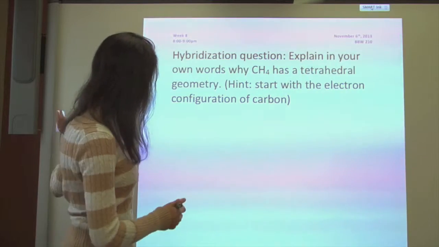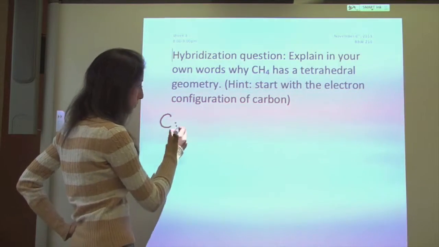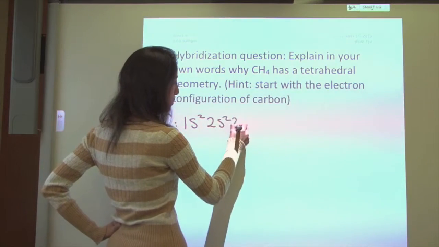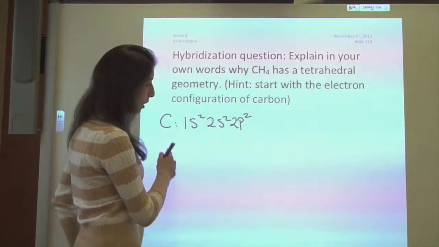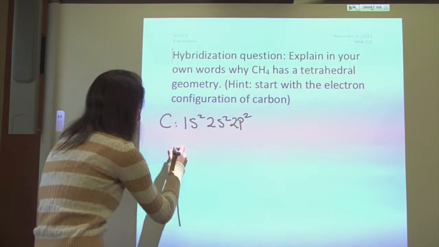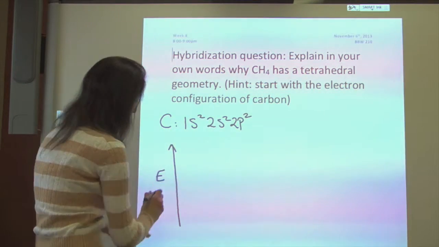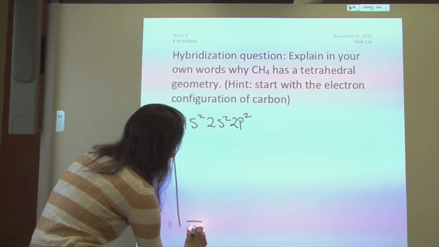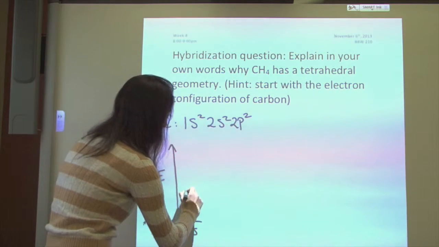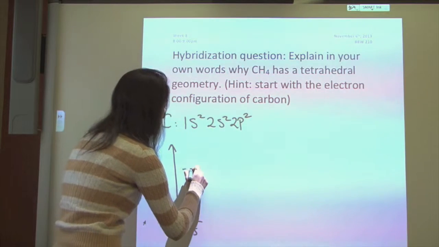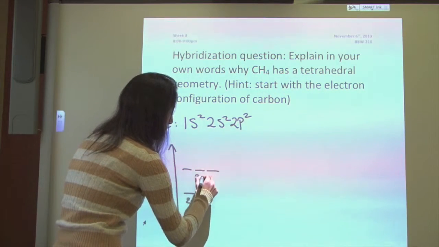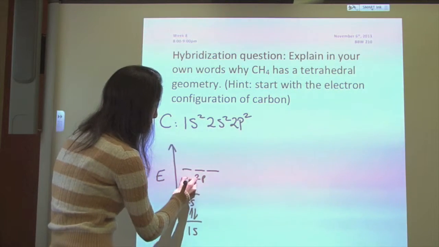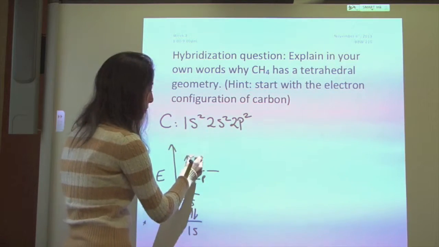So if we do the electron configuration for carbon, we have our 1s2, 2s2, 2p2. And if we were to draw the diagram for this, this is increasing energy. We have our 1s orbital down here, the 2s orbital is in a higher energy, and the 2p orbital is in an even higher energy. We have 2 electrons in the 1s, 2 in the 2s, and 2 in the 2p.